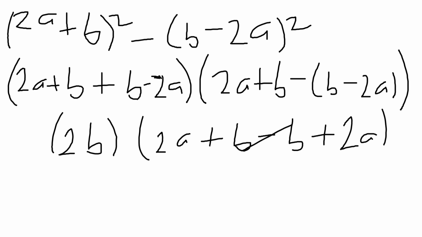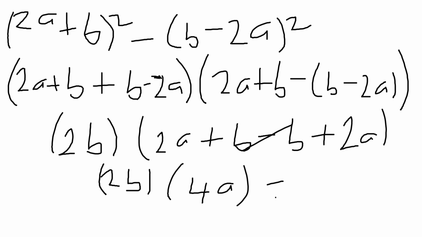So here we have 2b multiplied by 2a plus 2a, that simply gives 4a, and we have our final answer to be what? If we take the multiplication, we simply get 8ab, and that gives our answer.